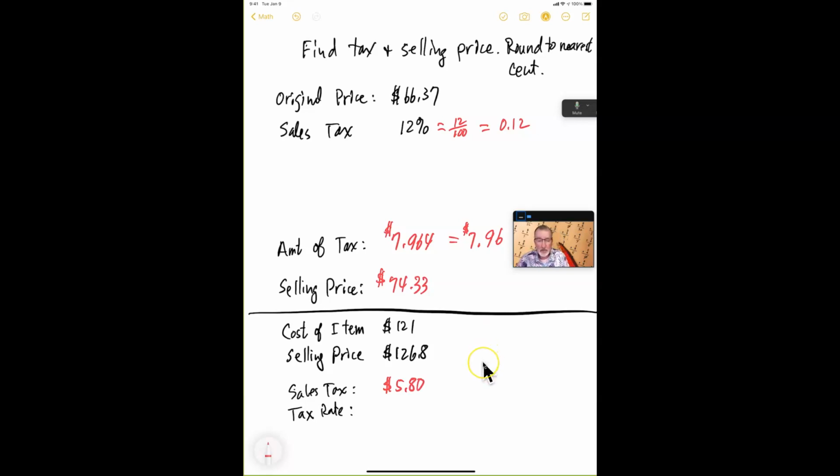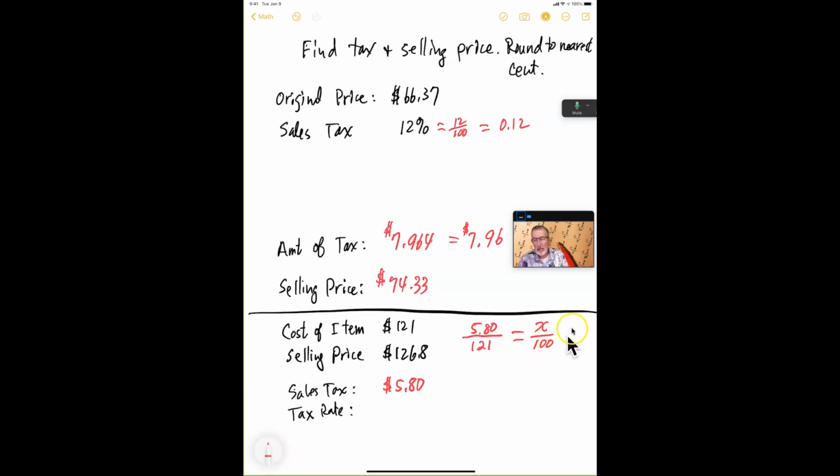So how much is that tax rate? In order to determine the tax rate, we would set that up as 5.80 over 121 is equal to x over 100. So we are just trying to figure a proportion between this amount of tax on this cost or the original price and what that would be as a ratio of x to 100. Okay, so this is our total price. This is the proportion that is the tax, and we want to know the tax, that's just x, out of 100.